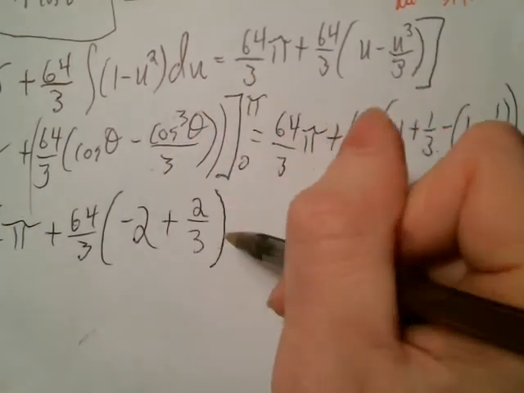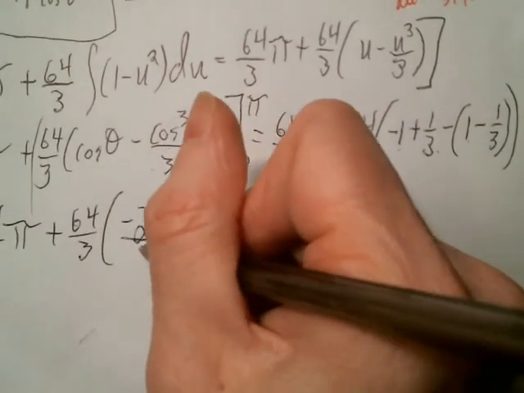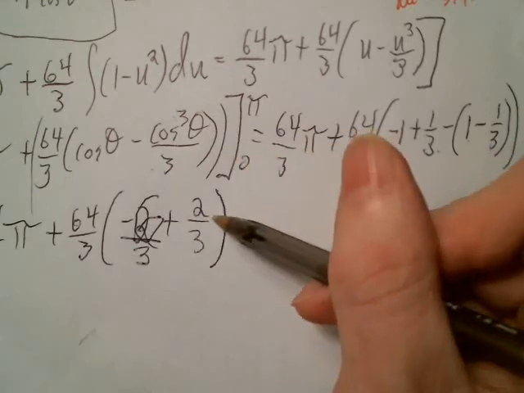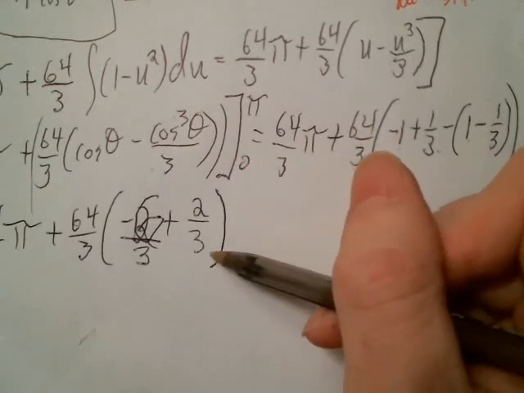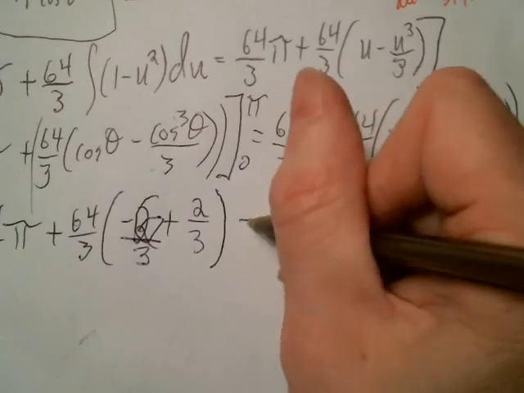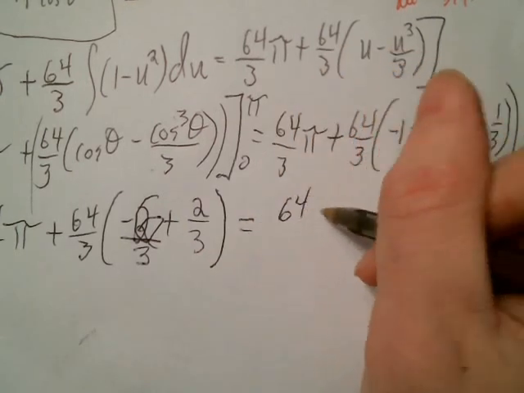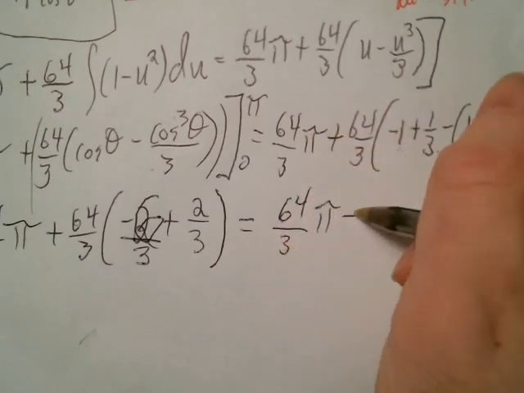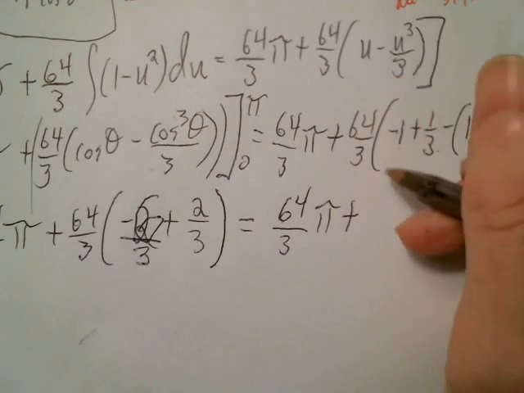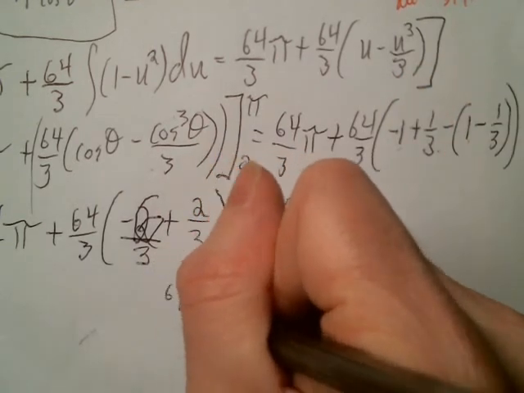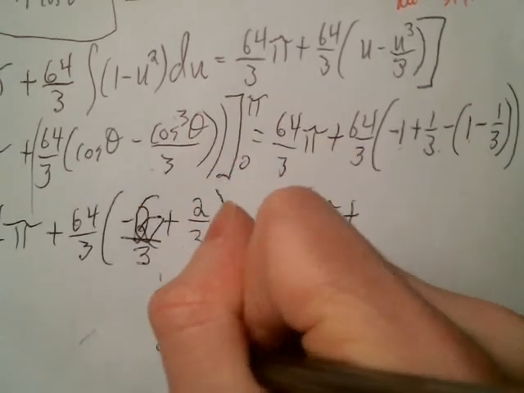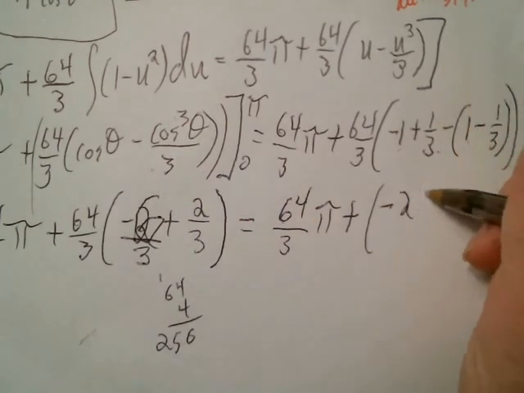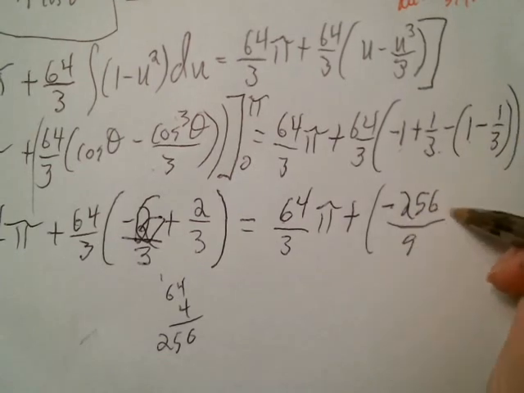Then we can find a common denominator here. So 3, this will become 6. So -4/3, and I'm getting a huge number. So 64 pi over 3 plus 4/3, so 64 times 4, 16, 256. So plus -256 over 9.